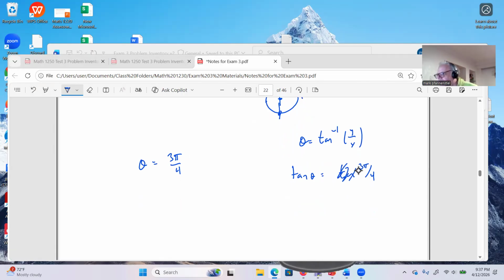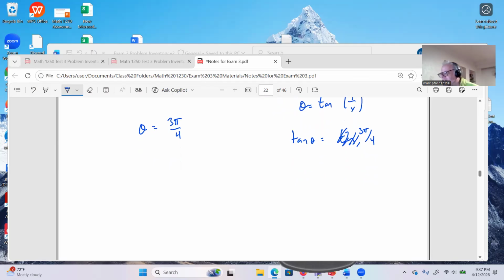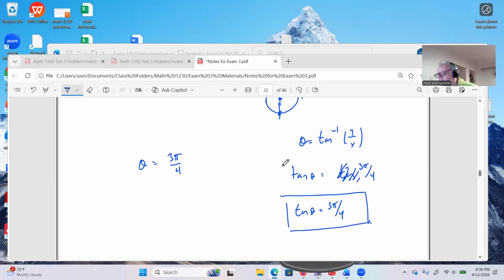No, we're going to go ahead and say that tangent is equal to 3 pi over 4. Okay, so yeah, tangent of theta is equal to 3 pi over 4. That's what we have. That's where we are. Now, I'm going to ask you, okay, tangent, we want that. Tell you what, let's do this a slightly different way.